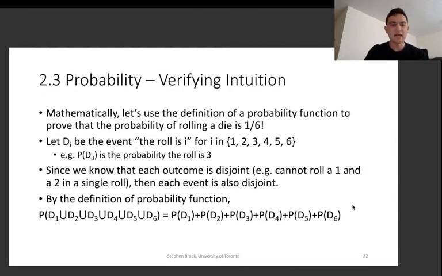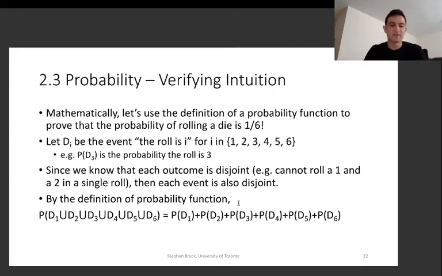So mathematically, let's use the definition of the probability function to prove that the probability of rolling a die is 1/6. If we let Di be the event the roll is i, for i in 1 to 6, for example, the probability of D3 is the probability the roll is a 3. Since we know that each outcome is disjoint, so we can't roll a 1 and a 2, for example, it has to be a 1 or a 2 or a 3 or 4 or 5 or 6. Then each event is also disjoint because each event is just each outcome.